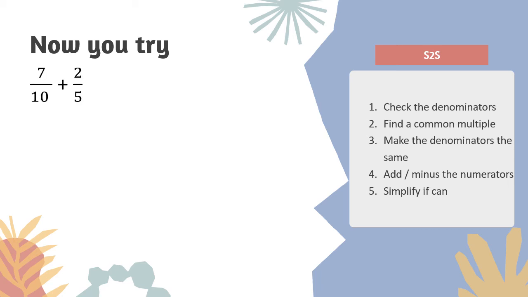Next, try this one. 7 out of 10 plus 2 out of 5. Follow the steps one by one. Again, may I remind you that sometimes you just need to change one of the fractions. Sometimes you need to change two of the fractions in order to make the denominators the same. And another reminder is whatever you do to the bottom, you have to do to the top. So for example, if you multiply the bottom number by 2, you have to multiply the numerator by 2.